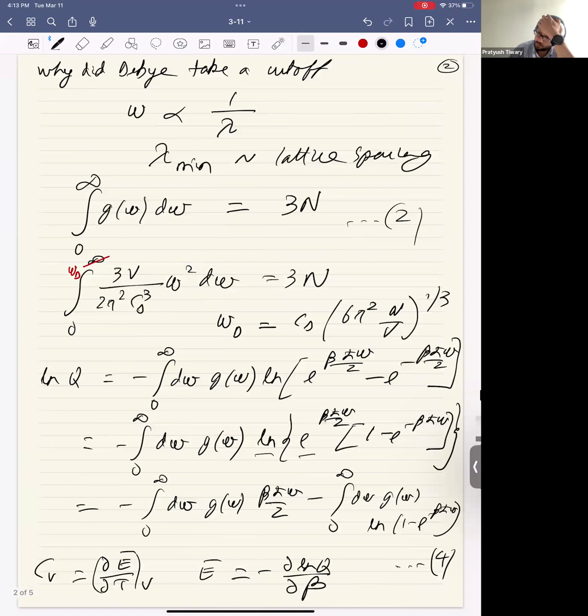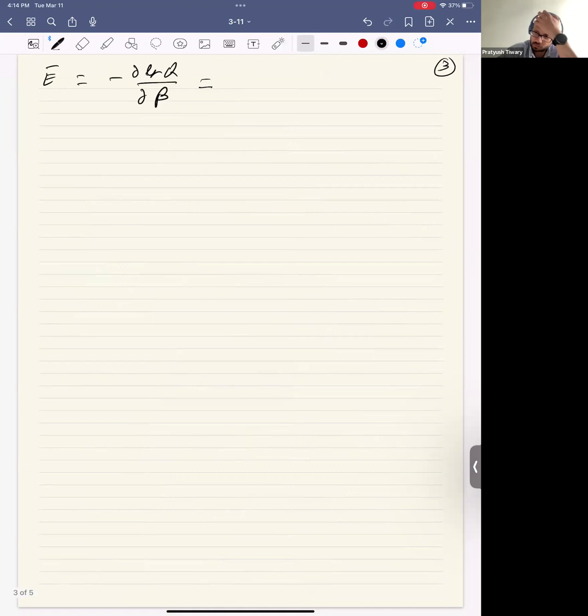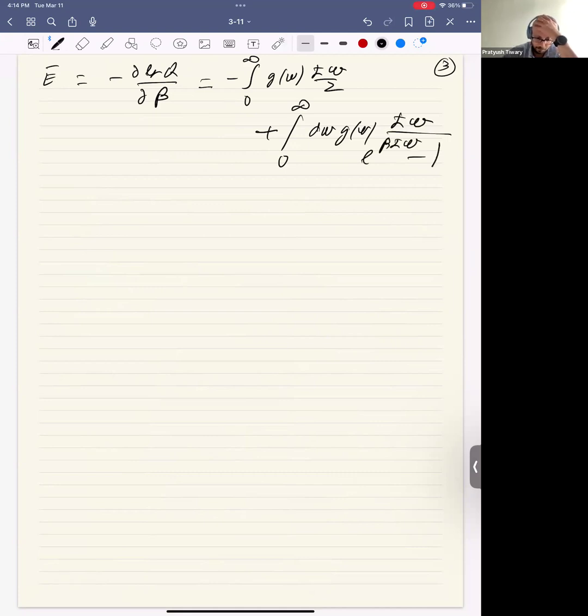So we go to equation 4 and we differentiate it with respect to beta. This one is going to be easy. It's just a linear differentiation. This one will have a bit of trouble because it is log of a function of beta, right? So that's what I'm going to write down. So this becomes minus integral 0 to infinity g of omega h cut omega by 2 plus integral 0 to infinity d omega g of omega h cut omega by e to the power beta h cut omega minus 1.